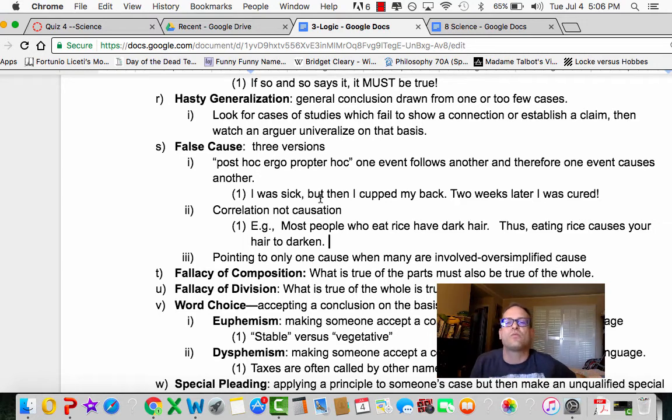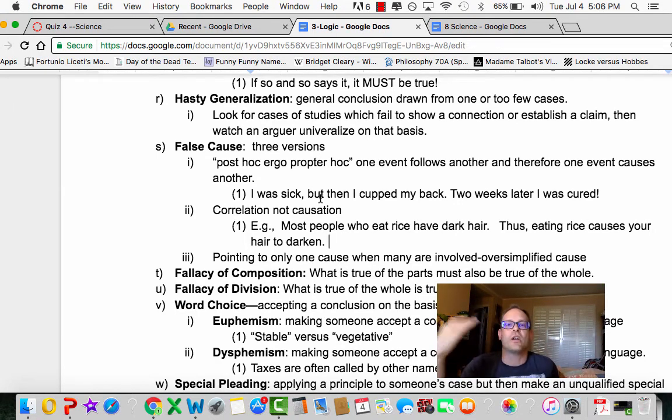The second instance is when people confuse that two events or two features are related with two events are causally related. So think about it like this. This is the all-time classic example. Most people who eat rice have dark hair. Thus, eating rice causes your hair to darken. Well, Professor Vitt better start eating some rice because he's going a little gray on the sides.